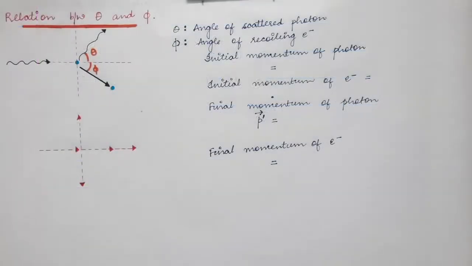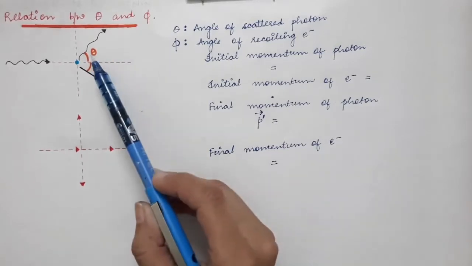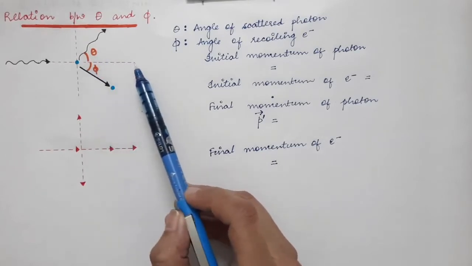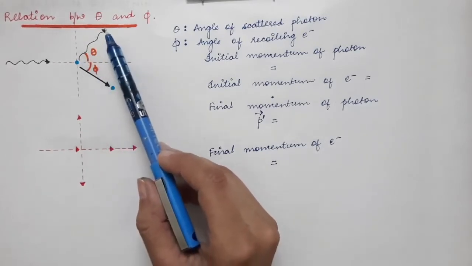We are going to cover some of the subtopics under the Compton scattering article. The first one is to find the relation between theta and phi. As we have done that, theta is the angle which is made with the horizontal axis by the scattered photon.